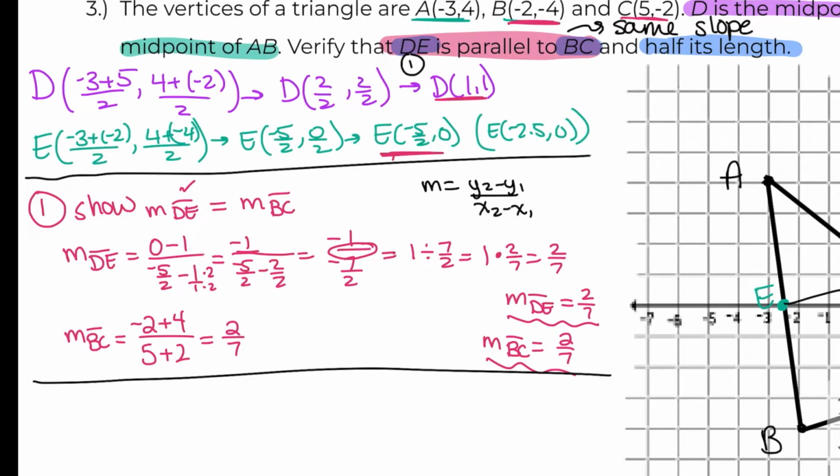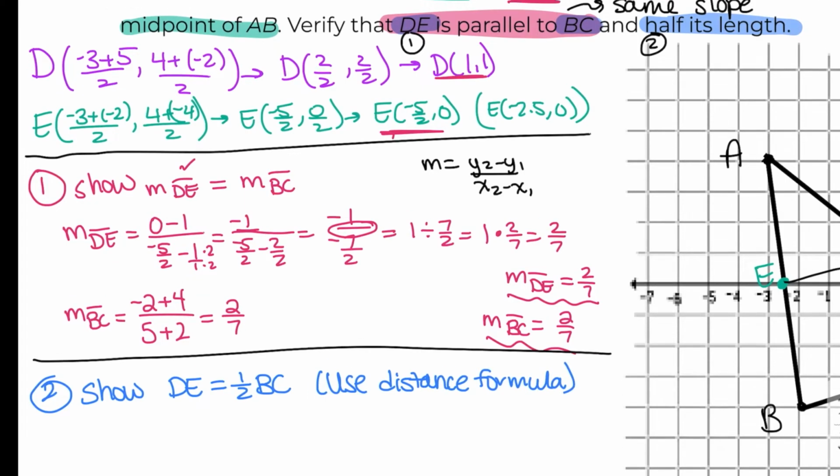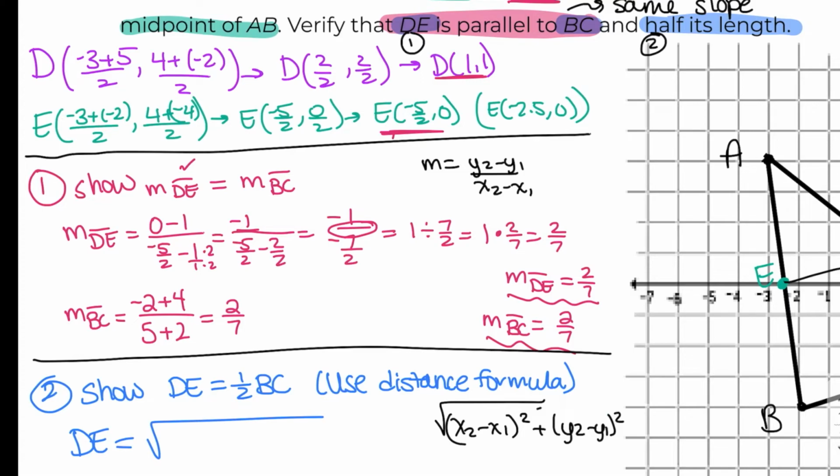Okay, so the next thing that I want to do, we'll call this step number 2. So here I want to show that DE is equal to 1/2 of BC. So that means that we have to use the distance formula. So let's find DE. Okay, so to find DE, don't forget that the distance formula is going to be the square root of x2 minus x1 squared plus y2 minus y1 squared.